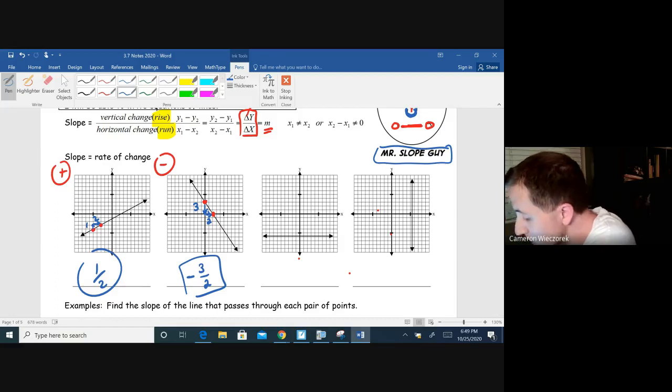Horizontal line has 0 slope. And the reason for that is there's no rise, it's all run. So if you do rise over run, it has 0 rise. 0 divided by anything is going to be 0.